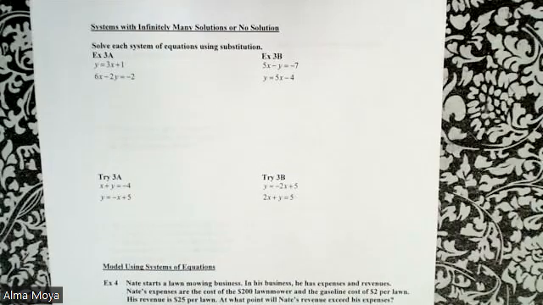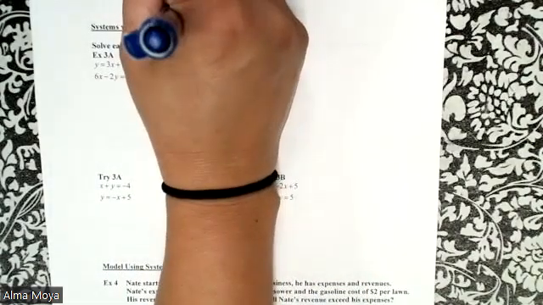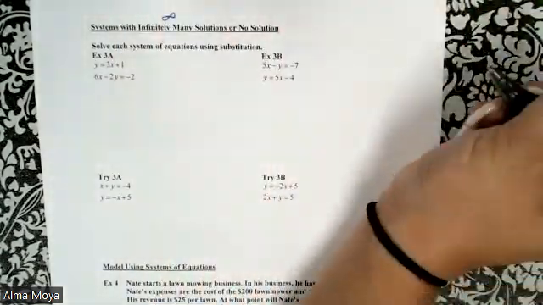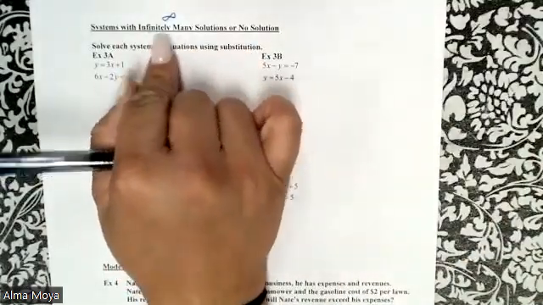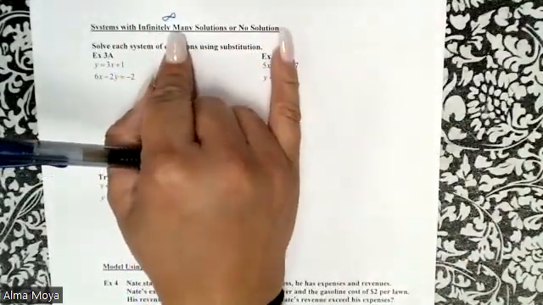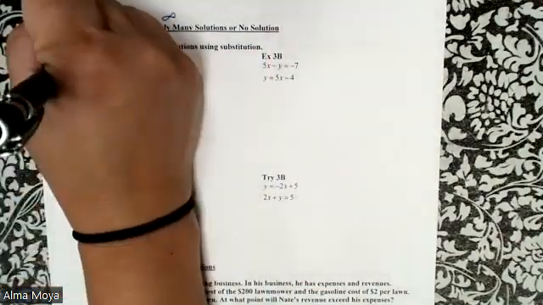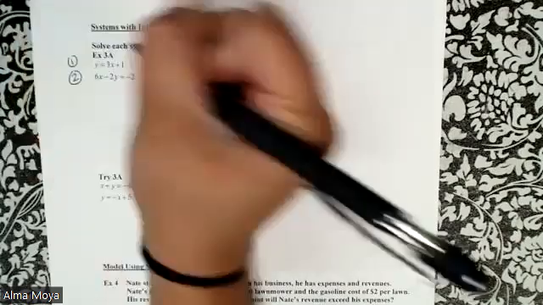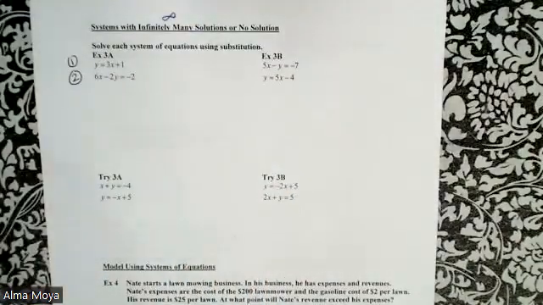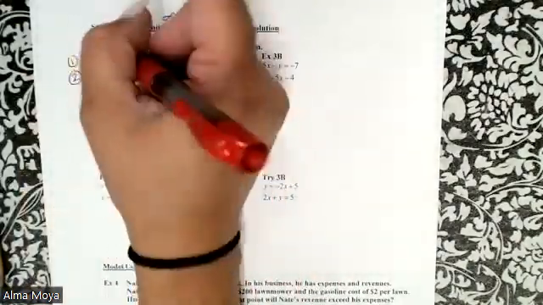System of equations with infinitely many solutions or no solutions. Now remember, infinitely many is when it's a true statement. No solution is when it's a false statement. So let's see here. Here's equation 1. Here's equation 2. The first step is to plug one into the other.